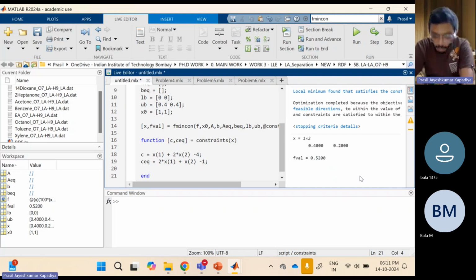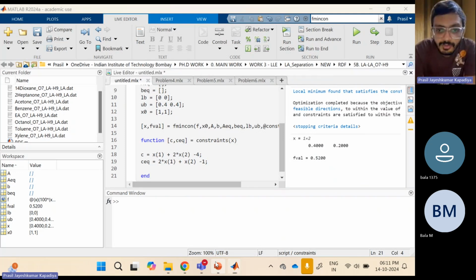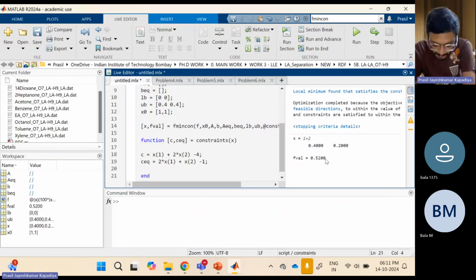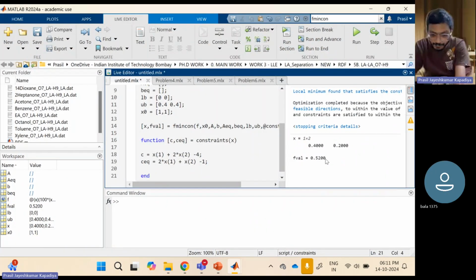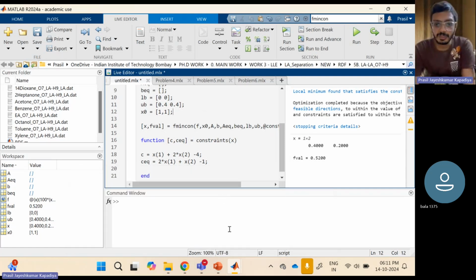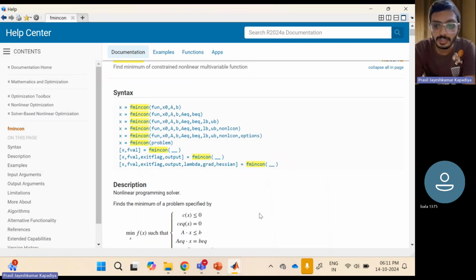So we are getting 0.4 and 0.2, but what are we asked? Up to one figure, what is the function value? So what is the function value? Function value is 0.52. Correct? So that is our answer. Okay. So this is how we can use fmincon function.